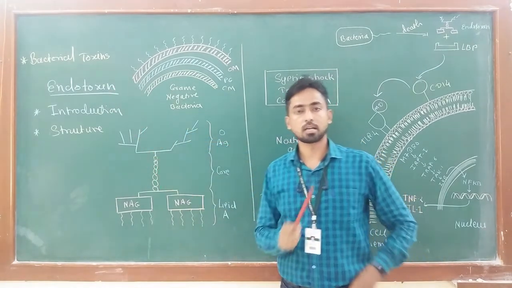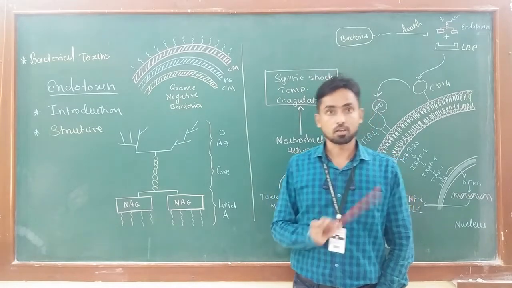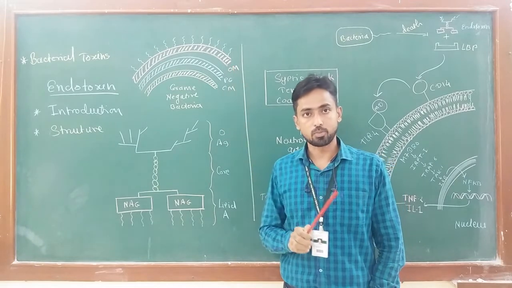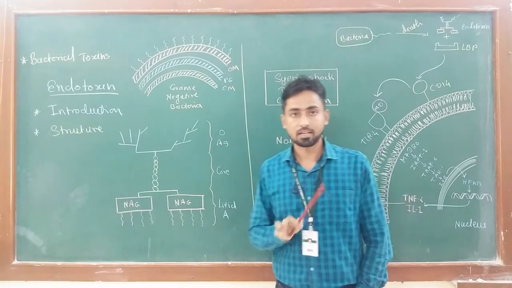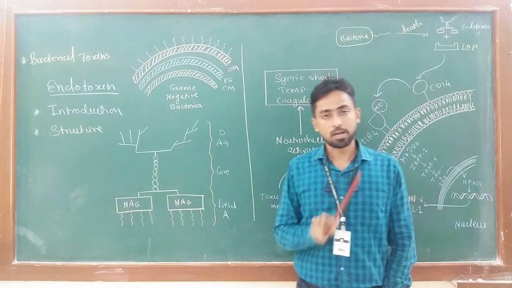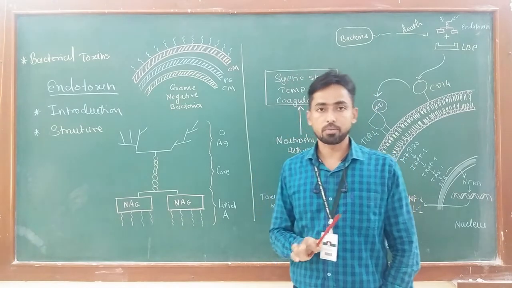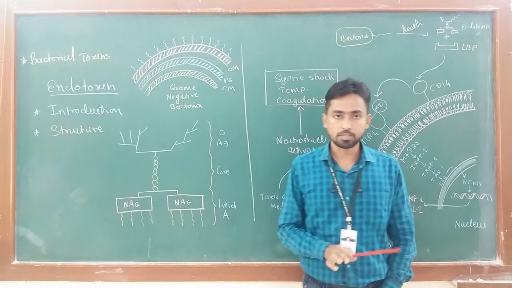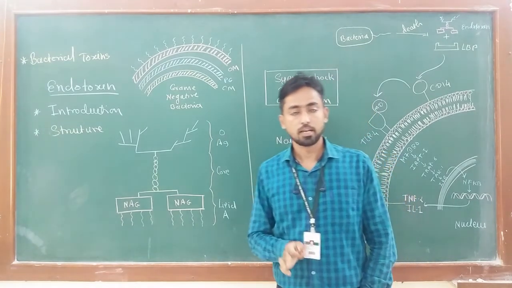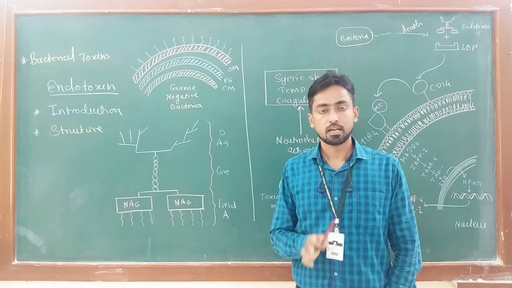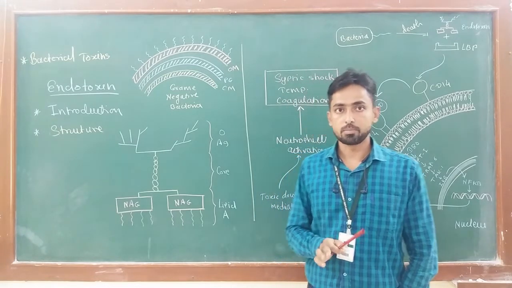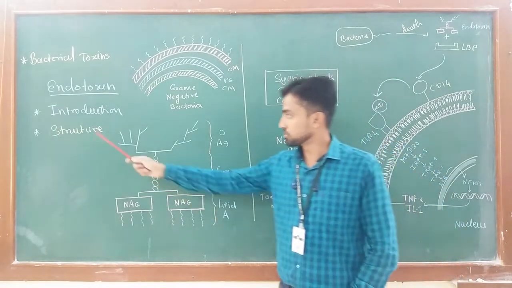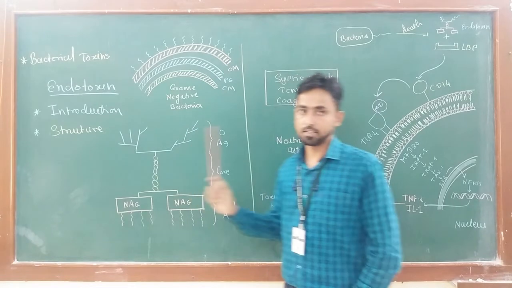Endotoxins are gram-negative bacterial cell wall components. Actually, they are present in the outer membrane of the gram-negative bacterial cell wall, and they mainly act as a pyrogen. All types of gram-negative bacteria, whether pathogenic or non-pathogenic, have the ability to produce endotoxin. Endotoxin is also referred to as lipopolysaccharide. In this lecture, I am going to focus on the structure of the endotoxin and then its mode of action.